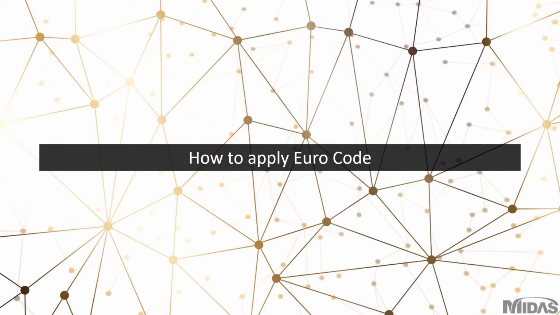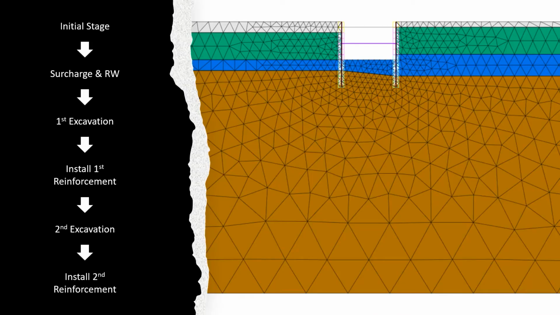So let me talk about how to apply the Eurocode, for the construction sequence, considering the partial factor in the excavation analysis. For example, your original analysis stages are, as you can see here, initial stage, surcharge, cast the retaining wall, and sequential stages with excavate down and install reinforcement.